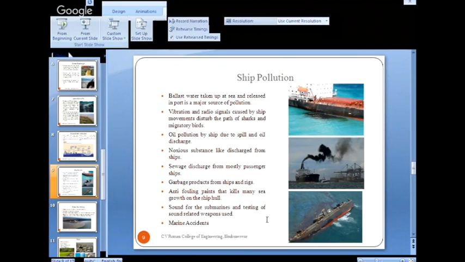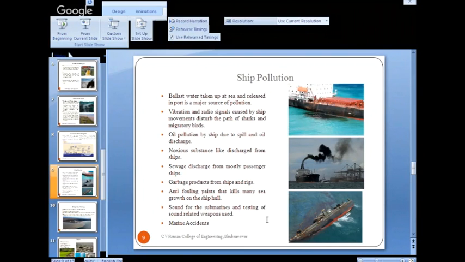We would have seen on television or in movies the whales dying out and being left on the shore of the land. This is one of the reasons for that: the use of ultrasonic waves to detect submarines or to detect the surface, how much distance there is from the ship to the surface. So this creates hazards.